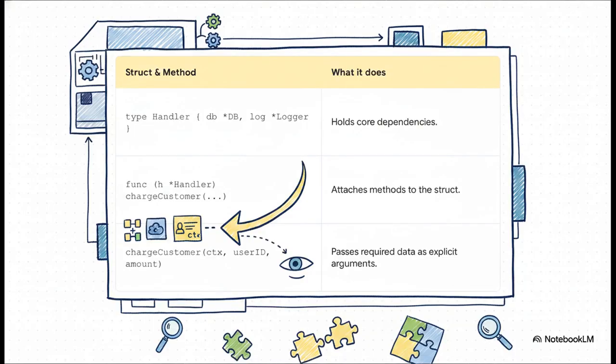It's a pretty common pattern. First, she creates a handler struct. This is where she'll hold the shared, long-lived stuff like the database connection and the logger. Then, the charge customer function becomes a method on that struct. And finally, this is key. Any data that's specific to this one request, like the user ID and the amount, gets passed in as a plain old argument. See? Everything's out in the open. The compiler can see it, it can check it, and it can help you.